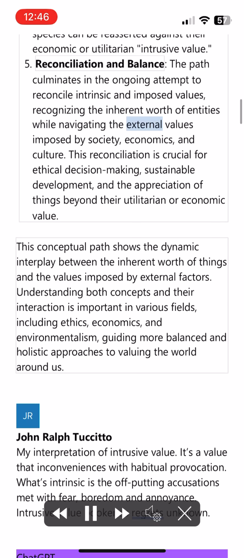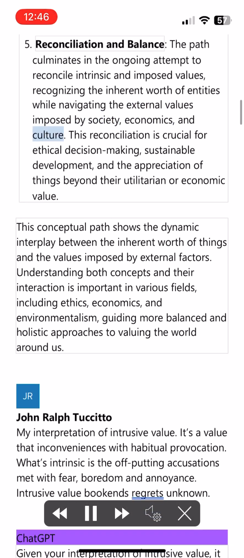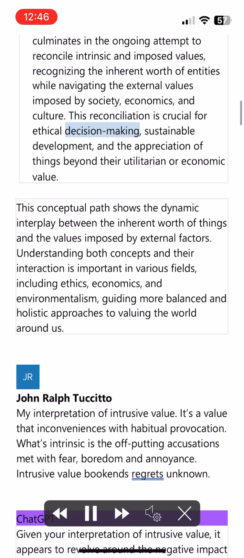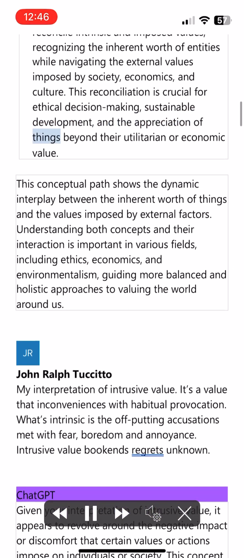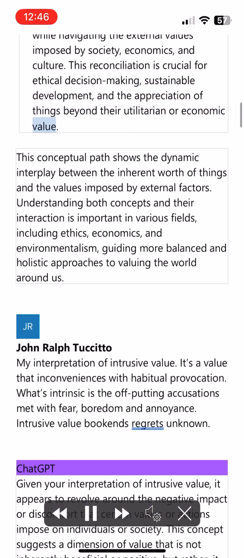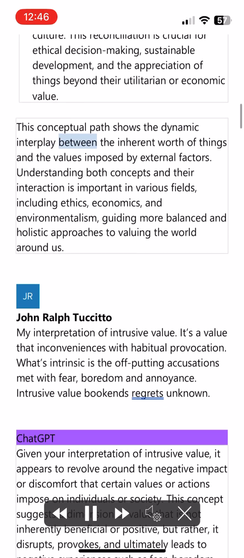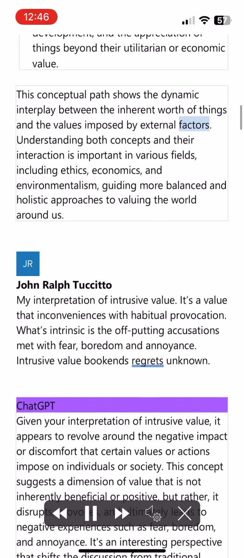of entities while navigating the external values imposed by society, economics, and culture. This reconciliation is crucial for ethical decision-making, sustainable development, and the appreciation of things beyond their utilitarian or economic value. This conceptual path shows the dynamic interplay between the inherent worth of things and the values imposed by external factors.